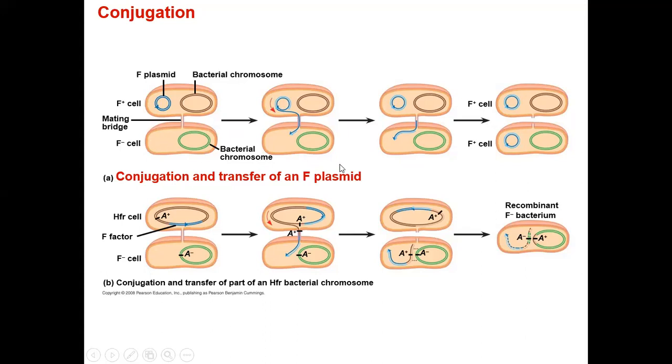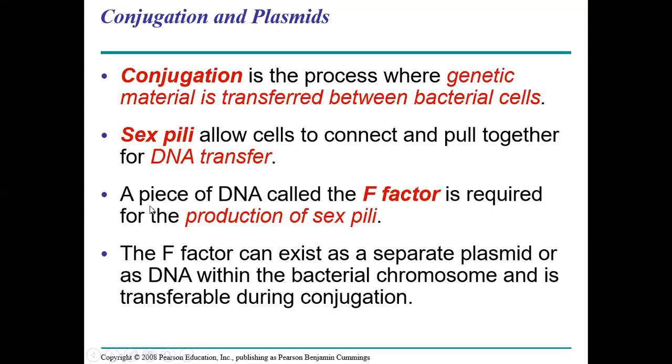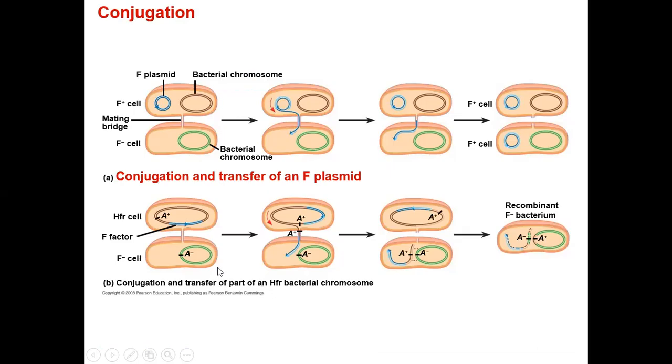So this is a conjugation. You can see this as a conjugation. Now, conjugation and transfer of an F plasmid. This can be called an Hfr cell. There are two cases. In one case, the F factor will be present as a separate plasmid, or in the second case, the F factor will be present inside the DNA. So in this case, the DNA itself is containing that F factor.